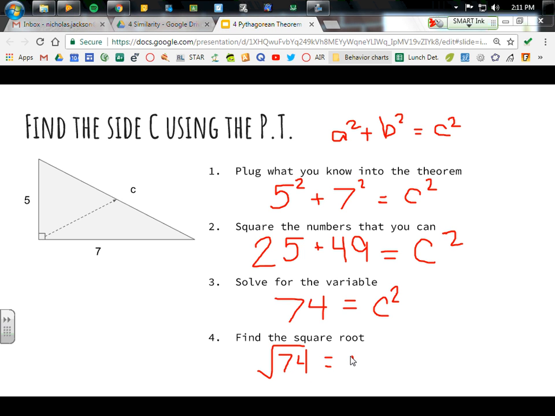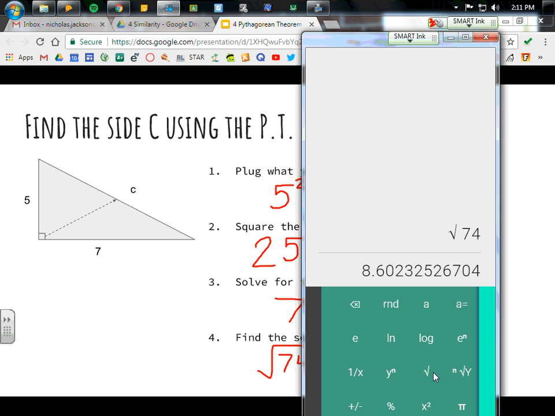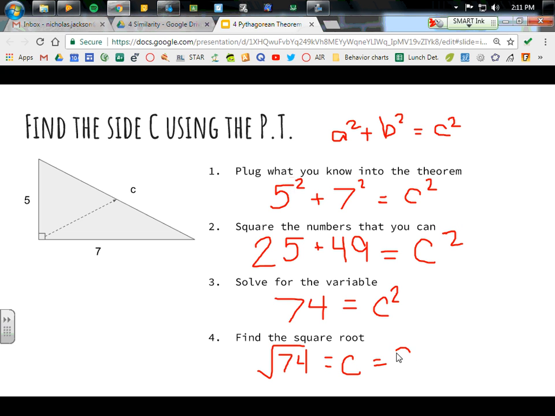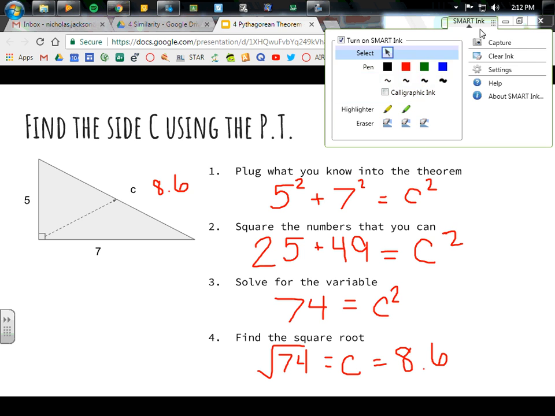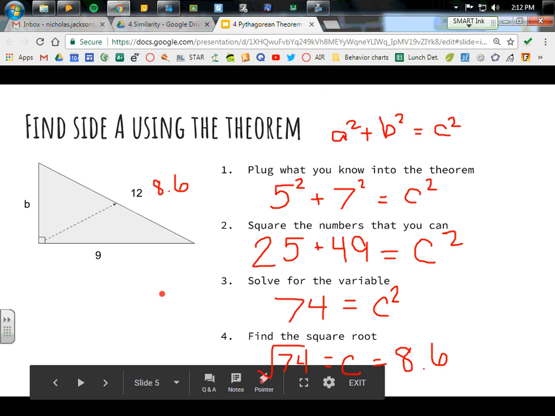So the square root of 74, we go to our handy dandy calculator here, is 8.6. That means our missing side here is 8.6. All right. Not bad. So let's do it again.